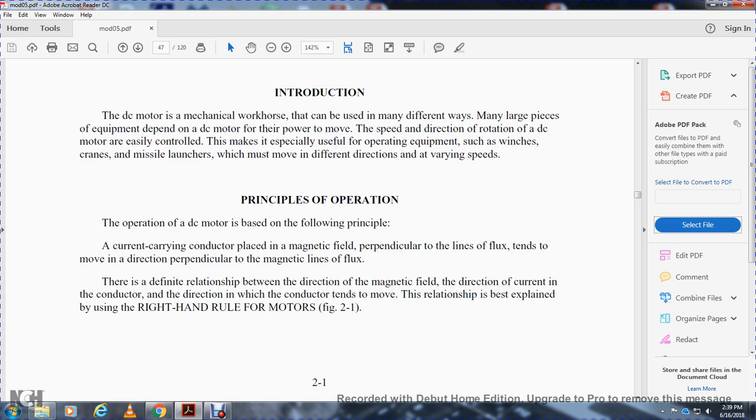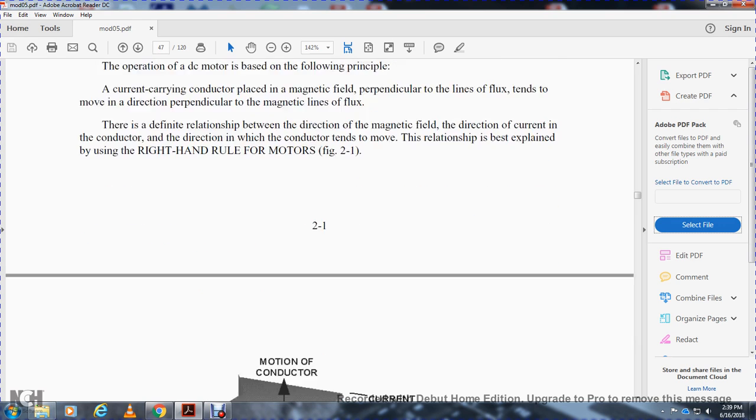A current carrying conductor placed in a magnetic field perpendicular to the lines of flux tends to move in a direction perpendicular to the magnetic lines of flux. The relationship between the direction of the magnetic field, the direction of the current in the conductor, and the direction the conductor tends to move is best explained by use of the right-hand rule for motors, figure 2.1.